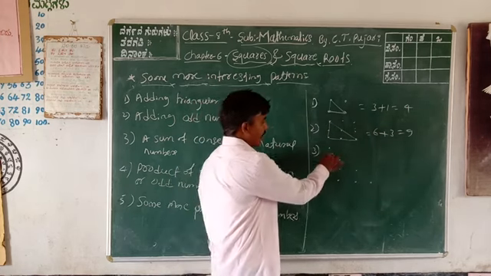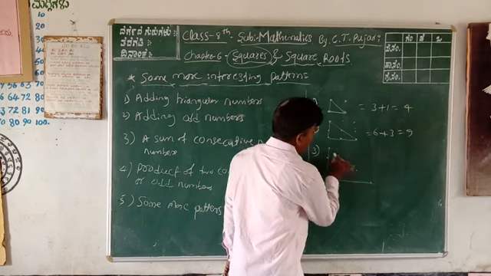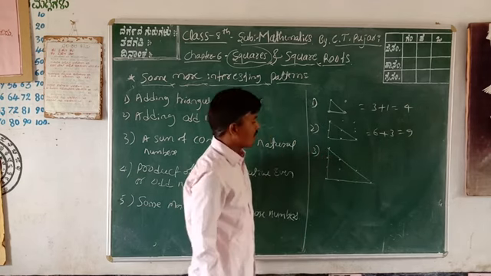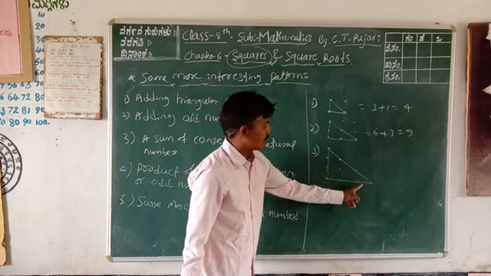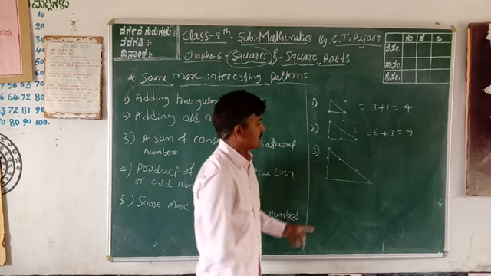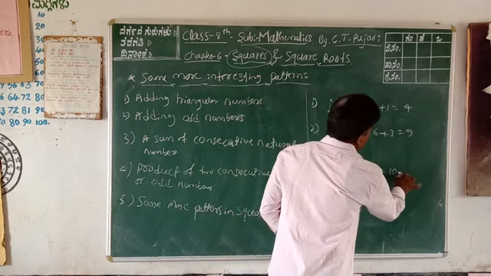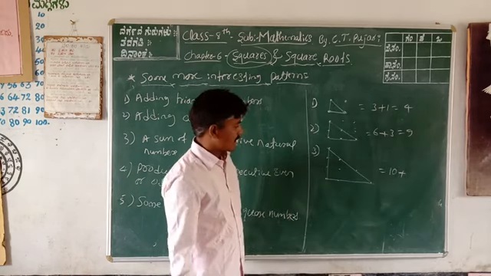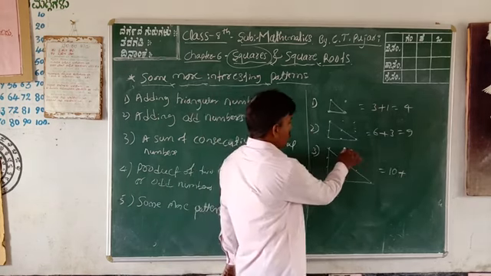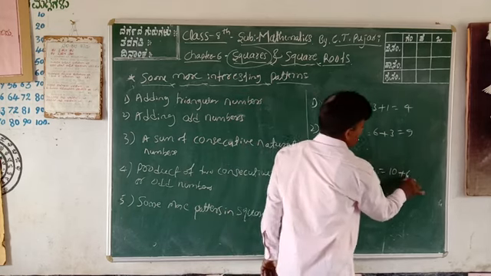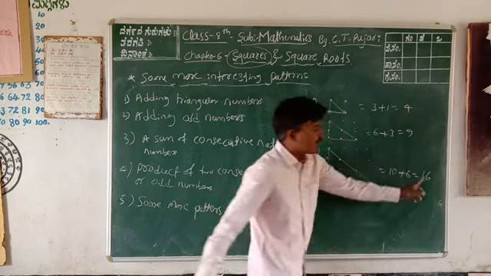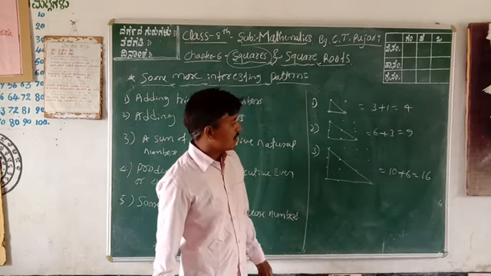This is also a triangular number. How many points are here? 1, 2, 3, 4, 5, 6, 7, 8, 9, 10. Therefore, 10 plus the remaining 6. What is left? 1, 2, 3, 4, 5, 6. Therefore, 10 plus 6 is equal to 16, which is also a square number.